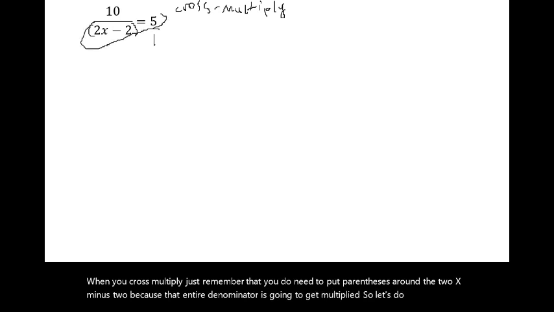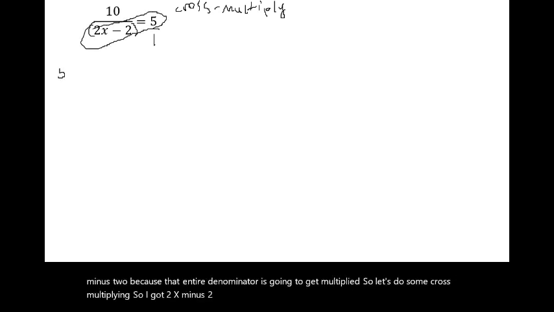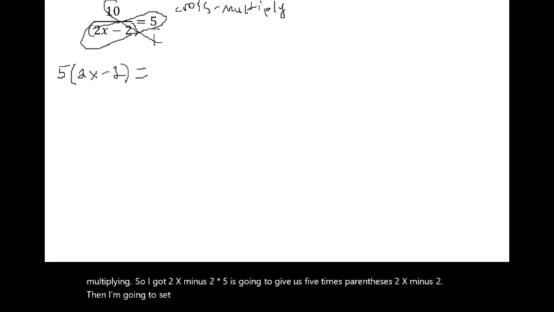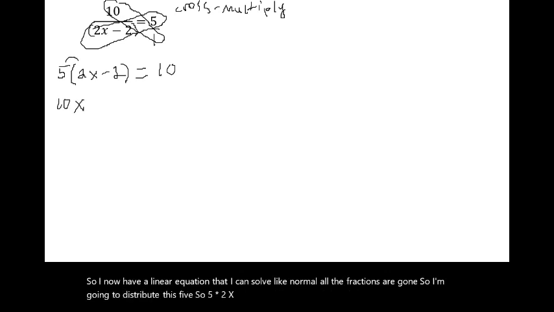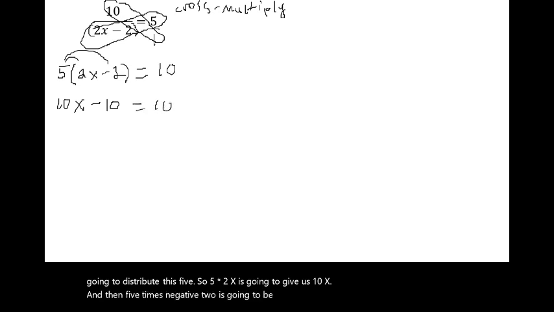So I got 2x minus 2 times 5 is going to give us 5 times parentheses 2x minus 2. Then I'm going to set that equal to the other cross product. 10 times 1 is 10. So I now have a linear equation that I can solve like normal. All of the fractions are gone. So I'm going to distribute this 5. So 5 times 2x is going to give us 10x. And then 5 times negative 2 is going to be minus 10 equals 10.